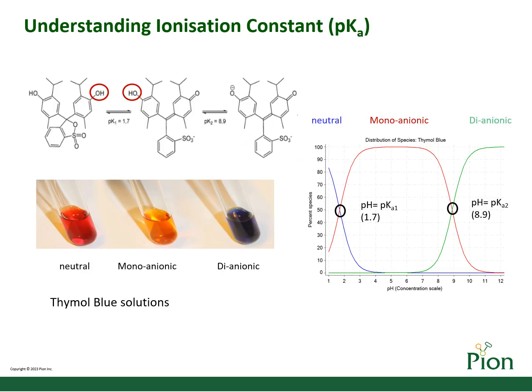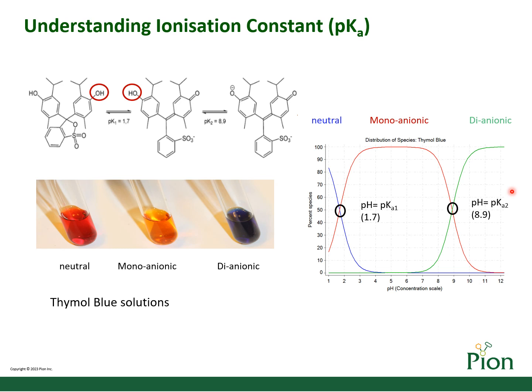Let's start with the ionization constant or pKa. I would like to explain the pKa property using the example of the thymol blue solutions. Thymol blue is an indicator, so it changes color depending on the species in solution, meaning that each species has a different color. Let me introduce the distribution of species graph with the pH. In the y-axis, we have the percentage of the species in solution, and in the x-axis, the pH.